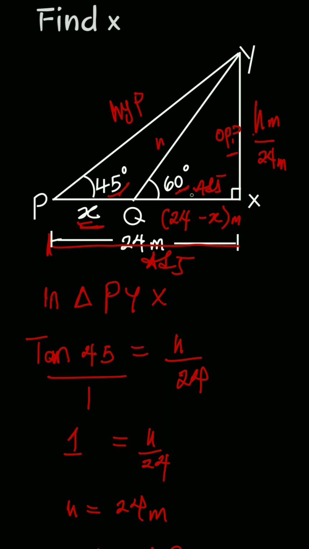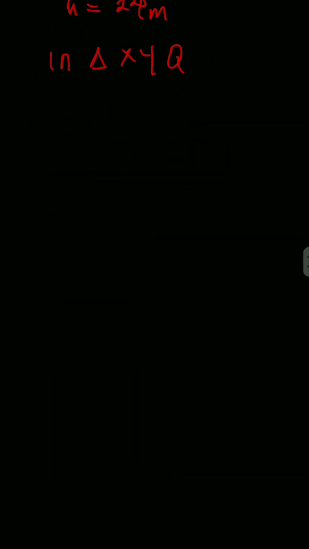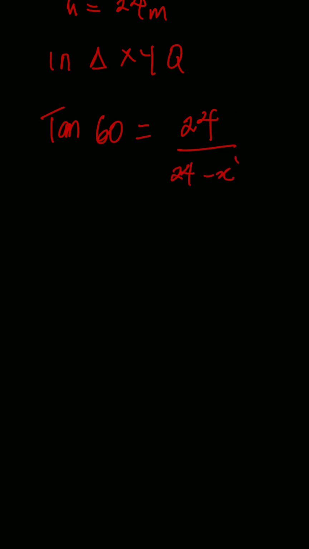The tangent of an angle is equal to the opposite over the adjacent. So we say tan 60 degrees will be equal to the opposite, 24, over the adjacent, which is 24 minus x. Put that in brackets. Tan 60 degrees is root 3, and in decimal that will be 1.732, equals 24 over 24 minus x.